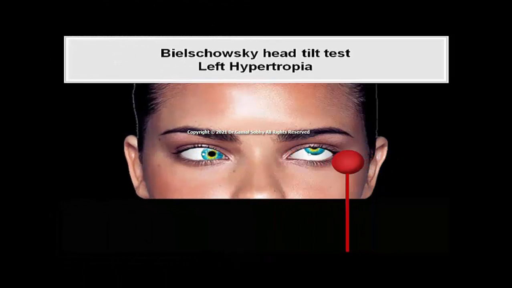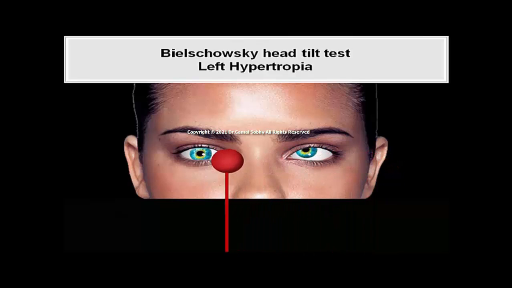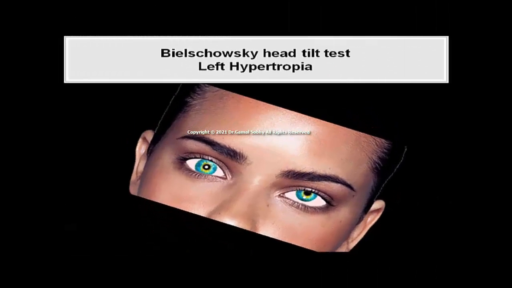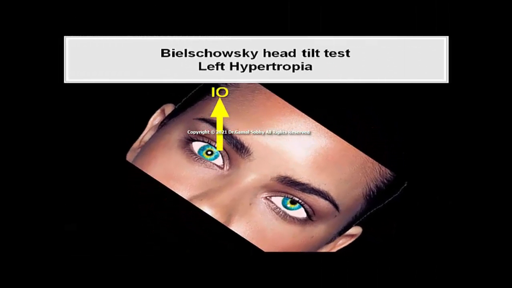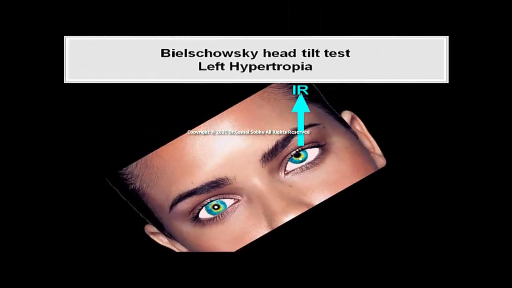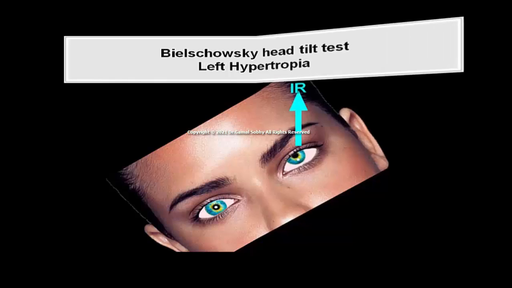If the hyperdeviation is greatest on left gaze, then the paralyzed muscle is either the left inferior rectus muscle or the right inferior oblique muscle. If the hyperdeviation is greatest when the head is tilted to the left shoulder, then the paralyzed muscle is the right inferior oblique muscle. If it is greatest when the head is tilted to the right shoulder, then the paralyzed muscle is the left inferior rectus muscle.